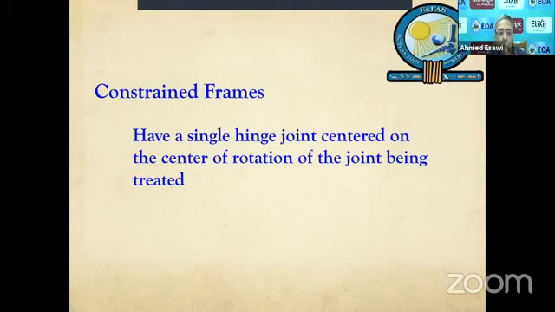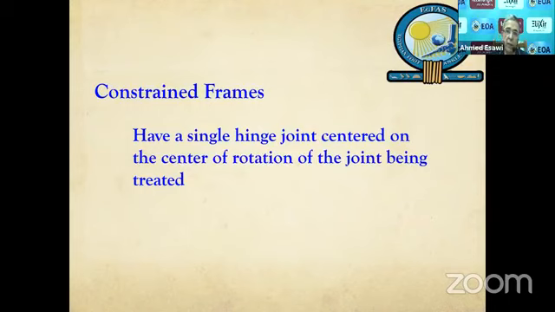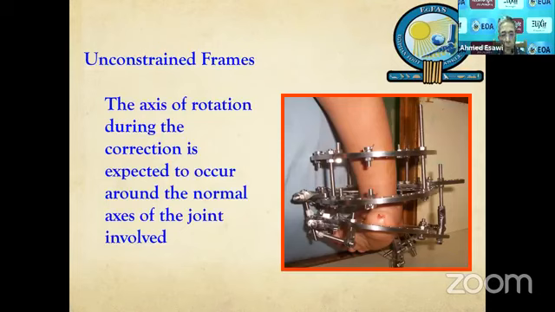We have two types of frames: one is the constrained frame and the other is unconstrained. A constrained frame has a single hinge joint, so it is centered in rotation. It is very important for use at the ankle joint. So if there is any equinus deformity or something at the ankle joint, we can use a constrained frame. But in complex foot deformity, we will refer to a simple frame.